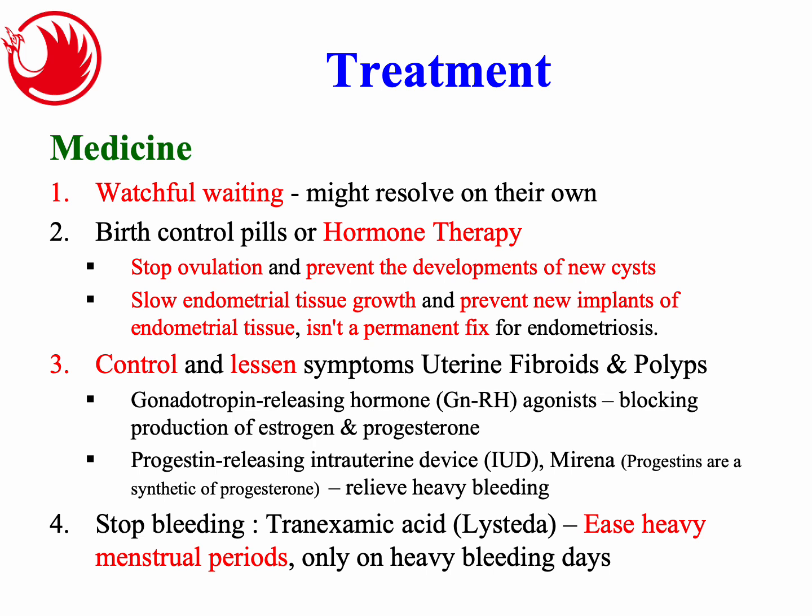Lastly, for stopping heavy menstrual bleeding, the doctor may use another drug called tranexamic acid. This medication helps to ease heavy menstrual periods and is taken only on heavy bleeding days. So in summary, treatment ranges from watchful waiting to various medications that stop ovulation, control symptoms, and reduce heavy bleeding. Each option helps manage this condition differently.